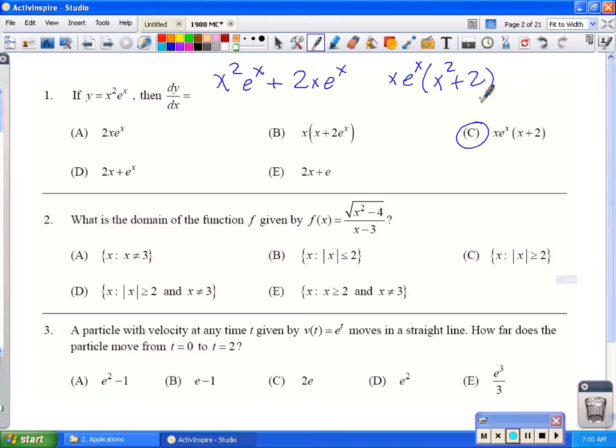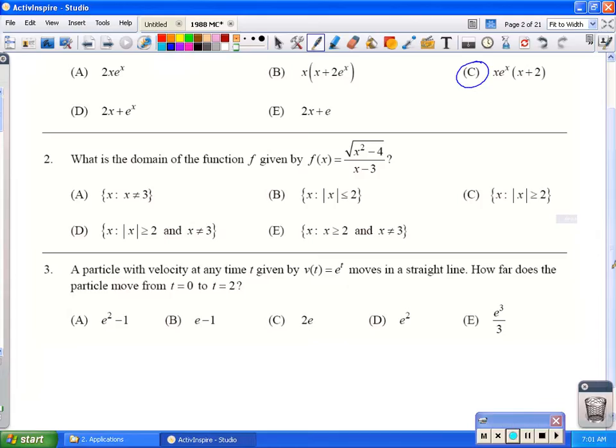Number two, they do not ask us to find domains of functions anymore on the AP test, so we're not going to worry about that problem.